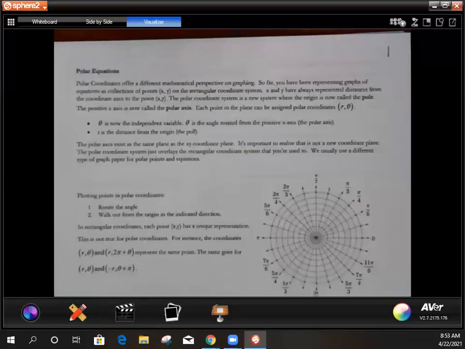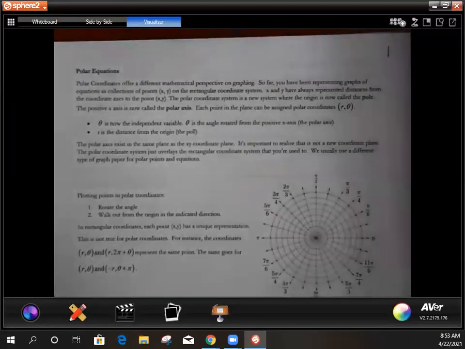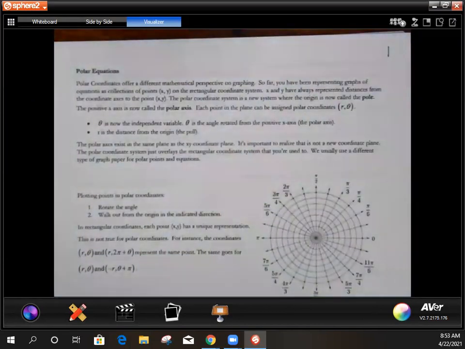All right. So polar equations, what are they? They offer a different mathematical perspective on graphing. So far, you've been representing graphs of equations as collections of points, x, y, on the coordinate system. X and y have always represented distances from the coordinate axis to the point x, y. An x coordinate is just how far away a point is from the y axis, and a y coordinate is just how far away a point is from the x axis.